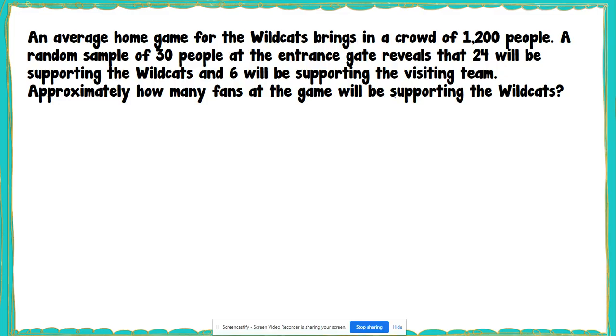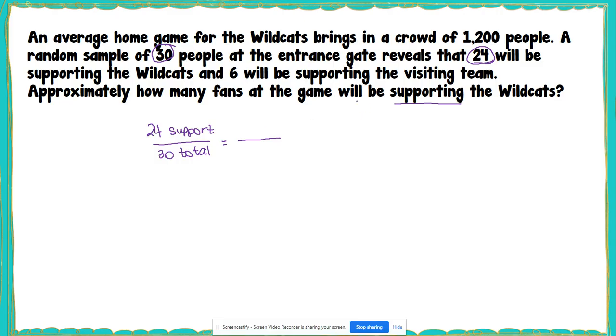Well, I'm looking for how many are supporting the Wildcats. So from my sample, I know that 24 support the Wildcats. And that's out of a total of 30 people in the sample. So the ratio I'm going to start with is 24 people support the Wildcats out of 30 total people in my sample. I'm going to set that equal to another ratio.